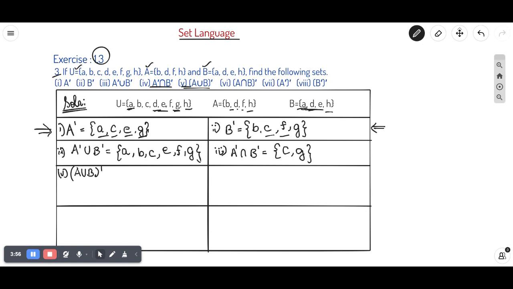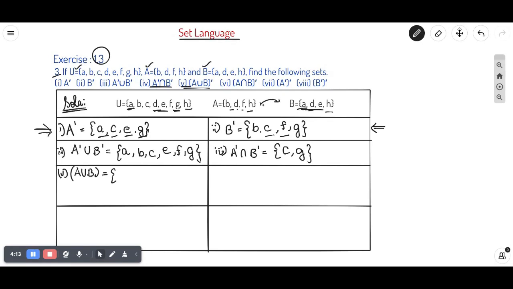So let us take our A from here and B from here. Let us write our A union B first. Before going to A union B whole dash, let's write our A union B first. A union B means we have to write both these sets.